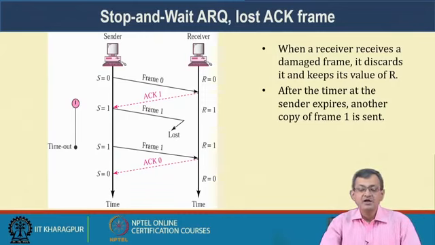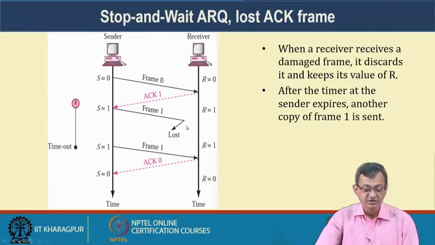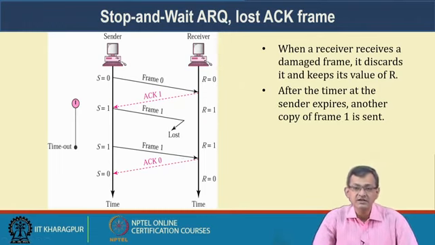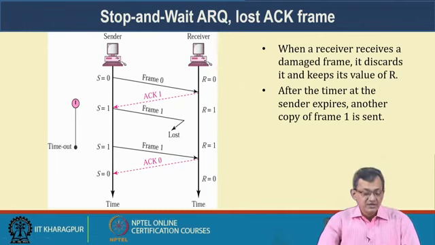Stop and wait ARQ, lost acknowledgement frame. When a receiver receives a damaged frame, it discards it and keeps the value of R. In this case, it checks that it got a damaged frame, it discards it and keeps R equal to 1. After the timer at the sender expires, another copy of frame 1 is sent. Once within the time limit the sender does not receive the acknowledgement, it will send that frame again. Frame 1 is retransmitted from sender to receiver, right.